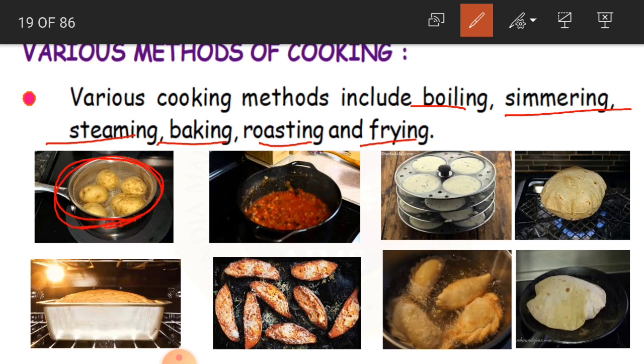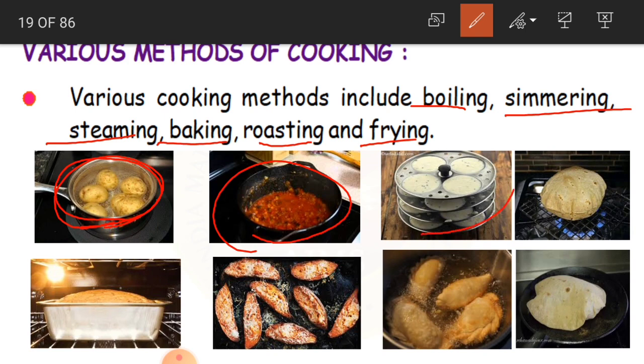Okay, it's nothing but boiling. Eggs also we boil and eat. So this is called boiling. Now simmering. Simmering in the sense, we just lower the flame of the stove. If you put it on a high flame, the curry is going to spoil. So you have to put it on a low flame and cook it, so that we call it simmering.